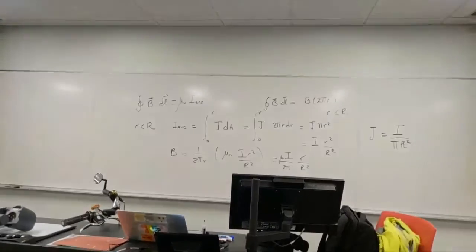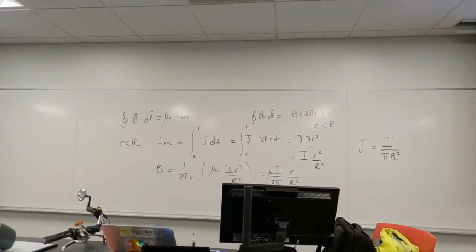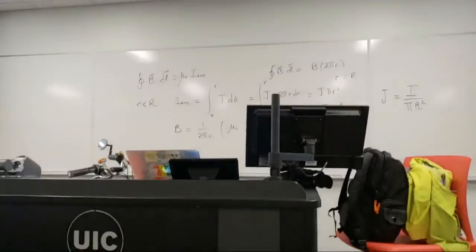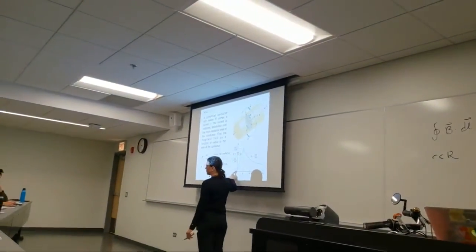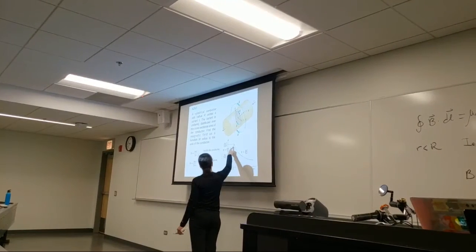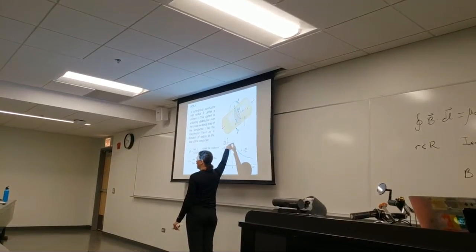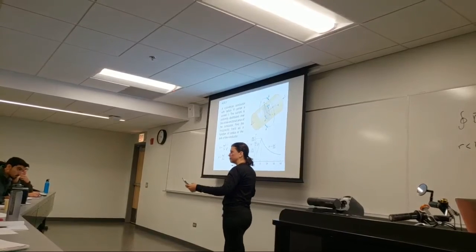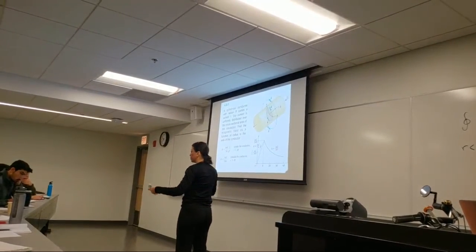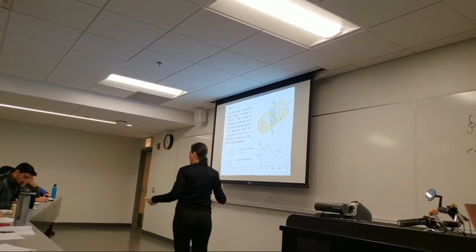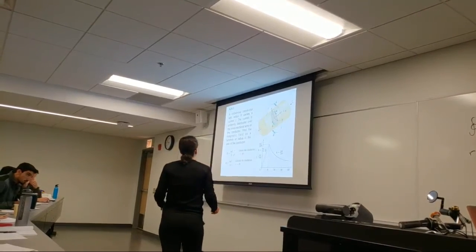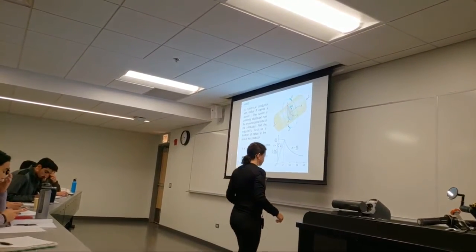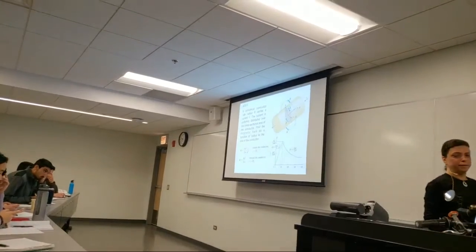So here are the results. For R less than A, it's linear. It's 0 at the center of the conductor, it increases linearly inside the conductor, and then it decreases as 1 over R outside the conductor. That's the wire carrying a current, and that's how you apply it.